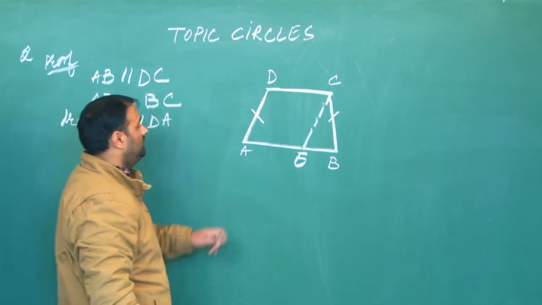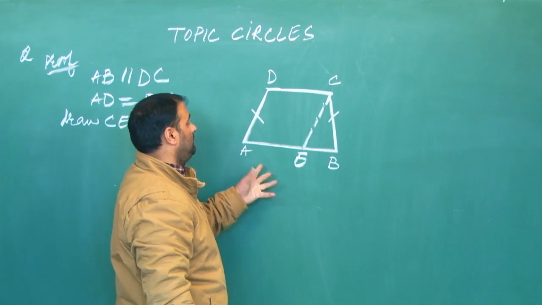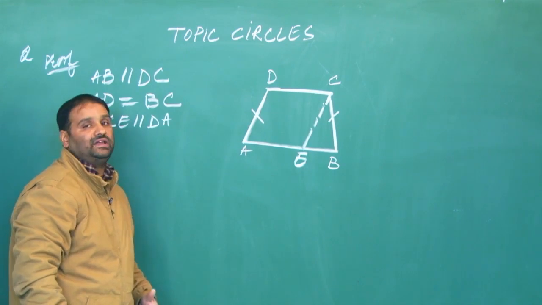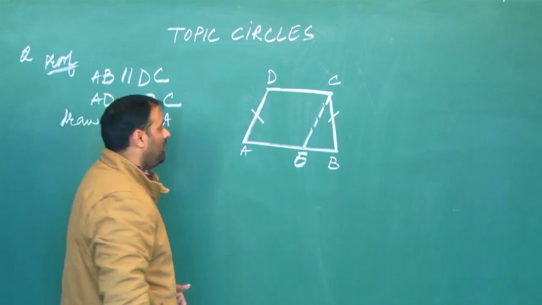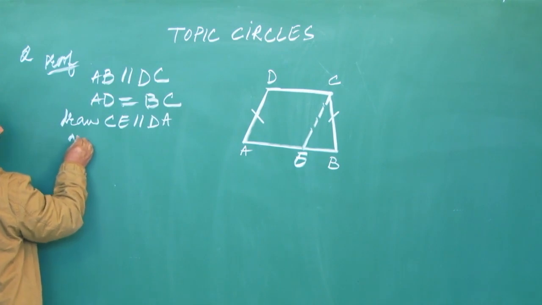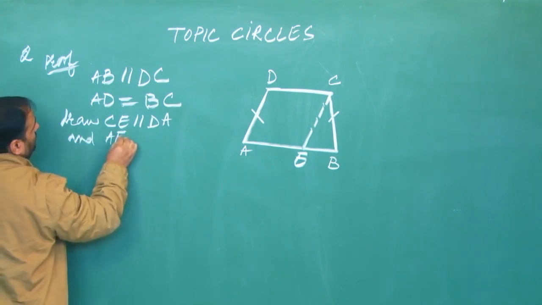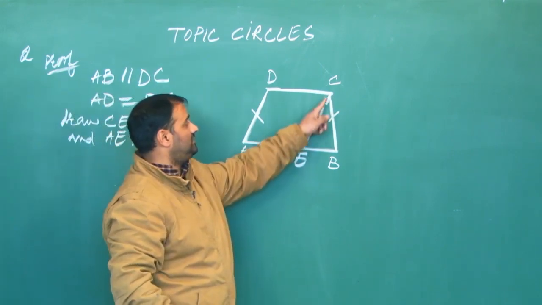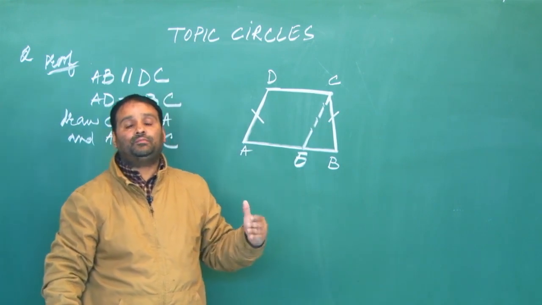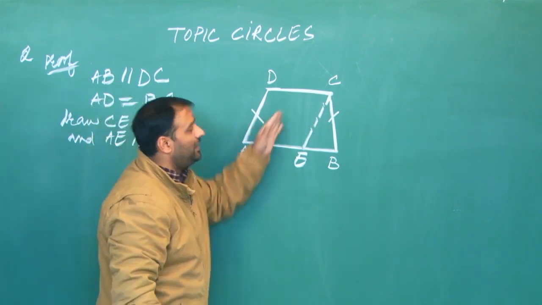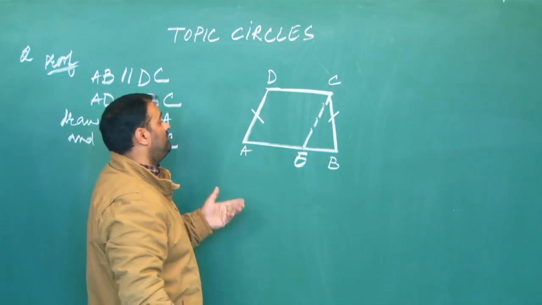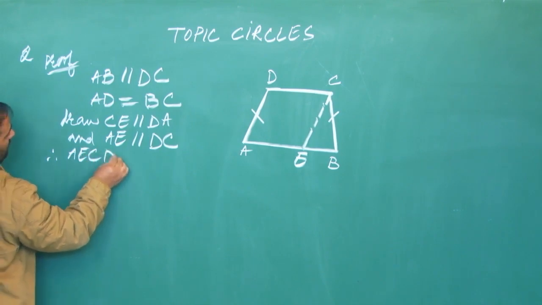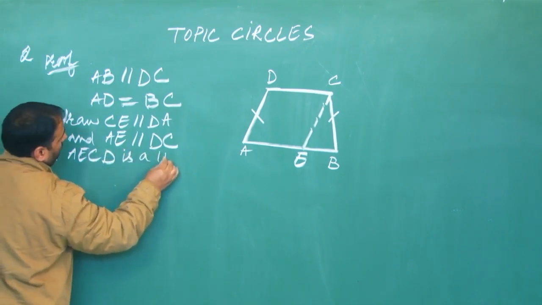And with that, already AE is parallel to DC, because AE is part of line AB. If AB is parallel to DC, that is given as it is a trapezium, we can write that AE, which is part of AB, is also parallel to DC. Now, if we concentrate on quadrilateral AECD, we find that the opposite sides of that quadrilateral are parallel. Hence, by definition, it forms a parallelogram. So we can say AECD is a parallelogram.